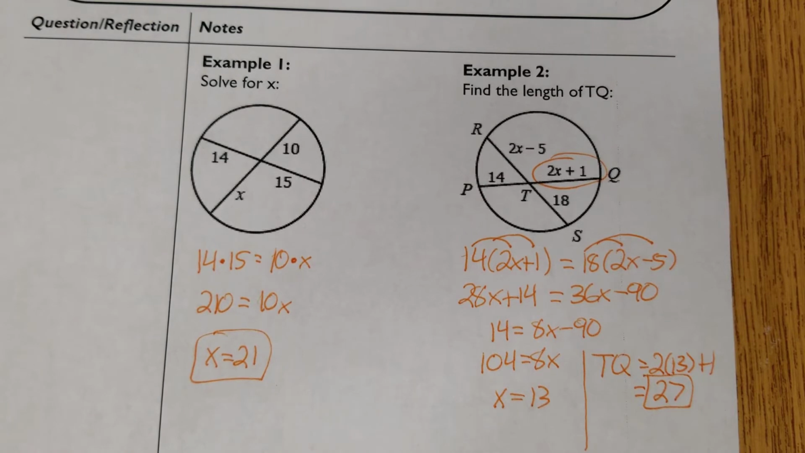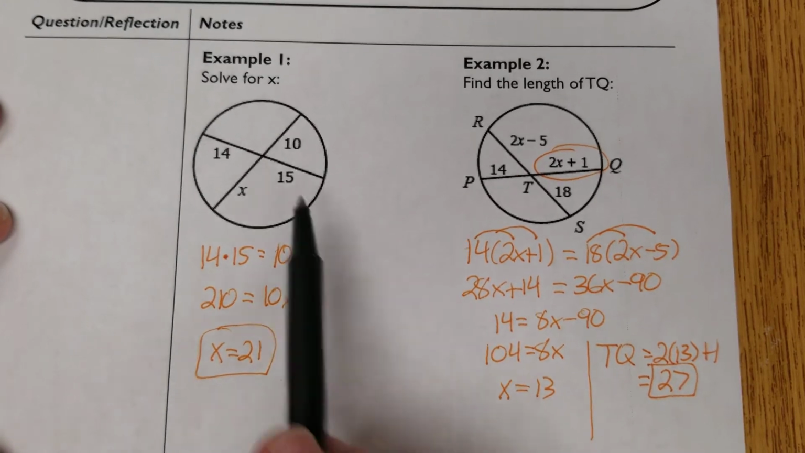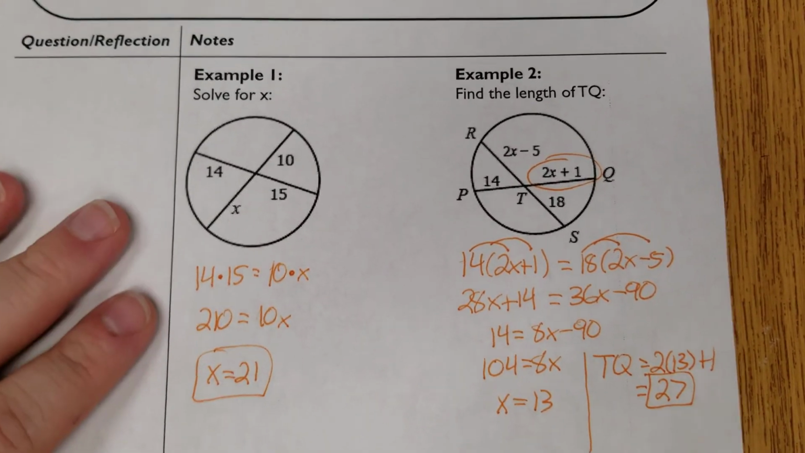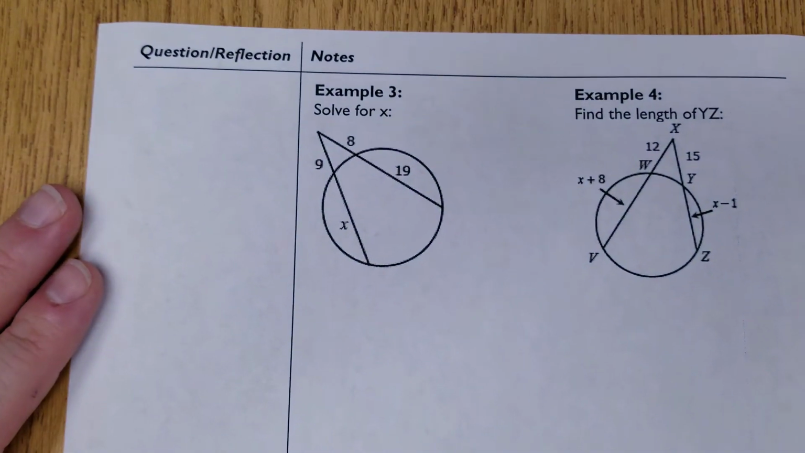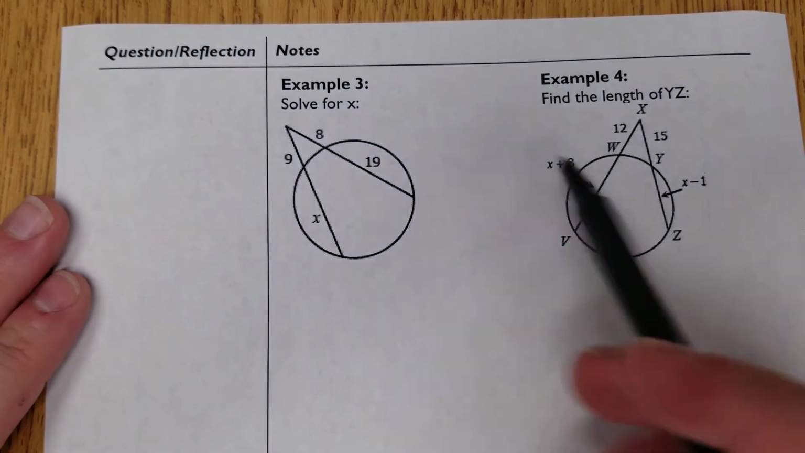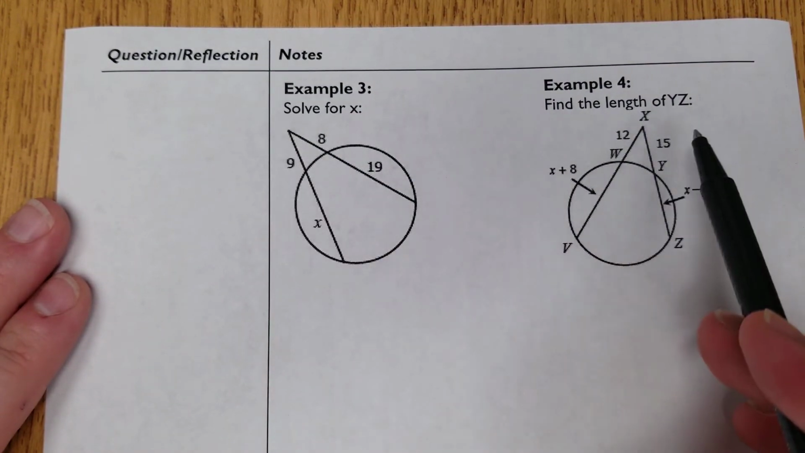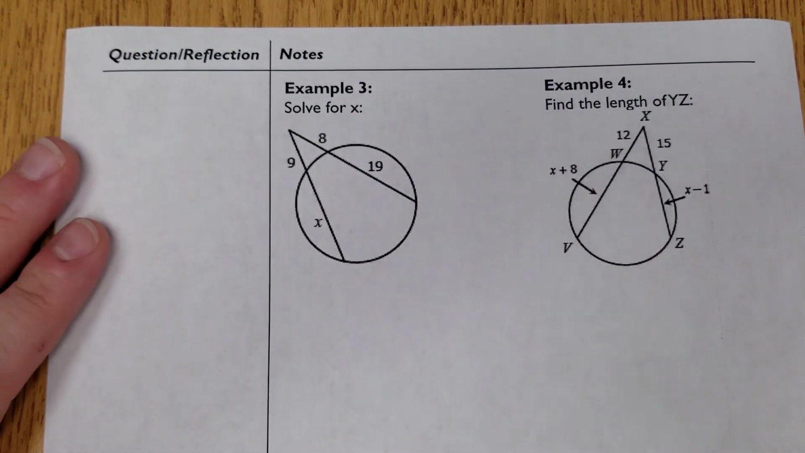But this is the same plan for all the examples in this section. Build the appropriate algebra based on what the picture looks like. So for our next pair of examples, let's explore the second type here. What if you had two secant lines that intersected outside the circle? We're still going to do the same idea.